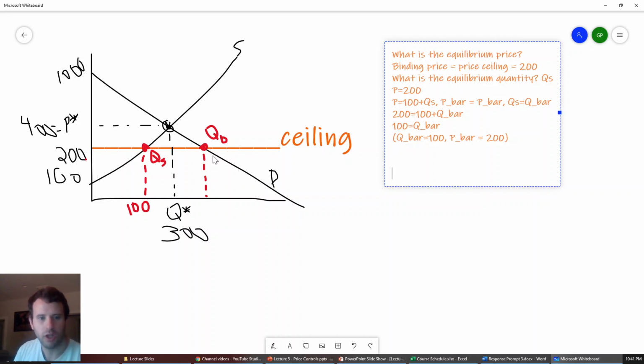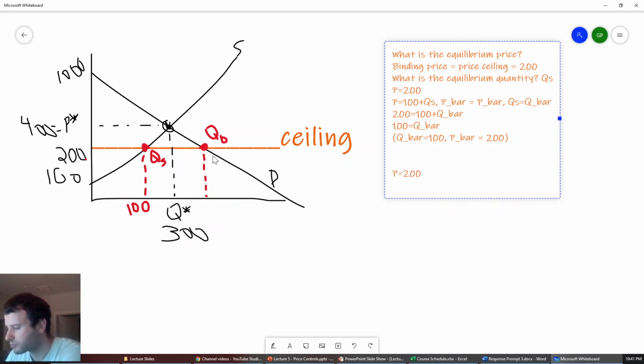And what's the actual value of this QD? Well, the same way that we solve for QS, we can solve for QD. We have the price ceiling equation, P equals 200, and we have the demand equation, which is P equals 1,000 minus 2QD. So we can equalize those to find the intersection, setting P equal to P. On one hand, I have 200 is equal to 1,000 minus 2QD. I'm going to subtract 200 from both sides, add 2QD to both sides. I get 2QD equals 800. Divide both sides by 2, you get QD equals 400.